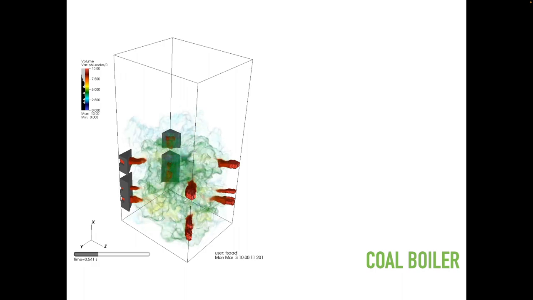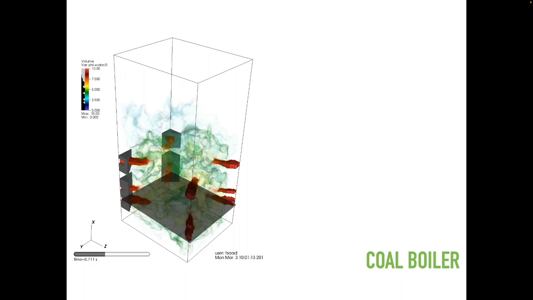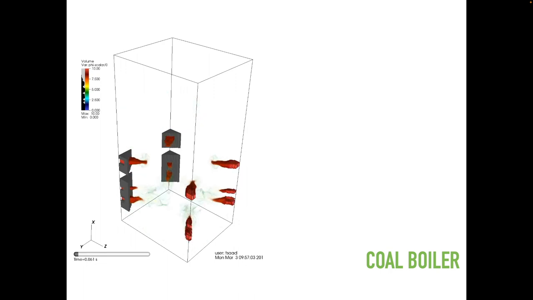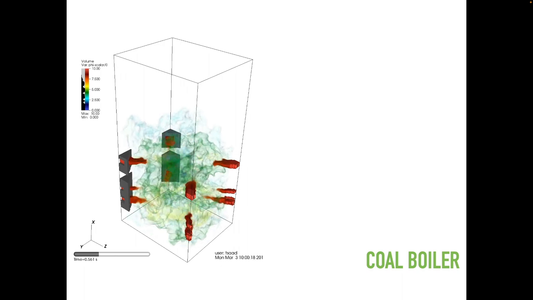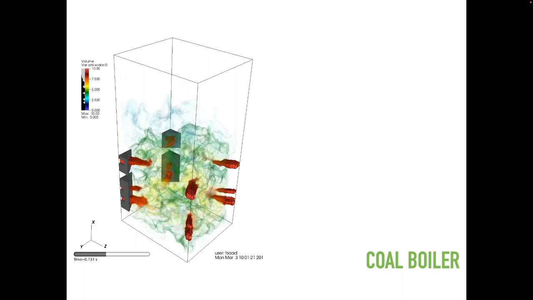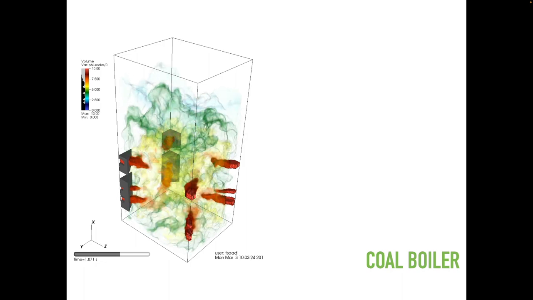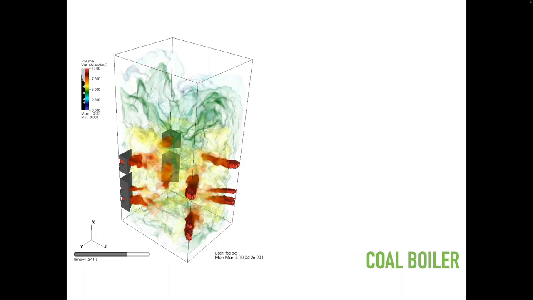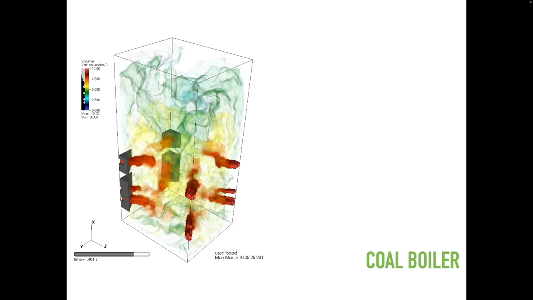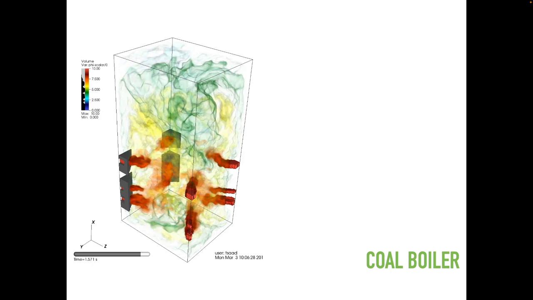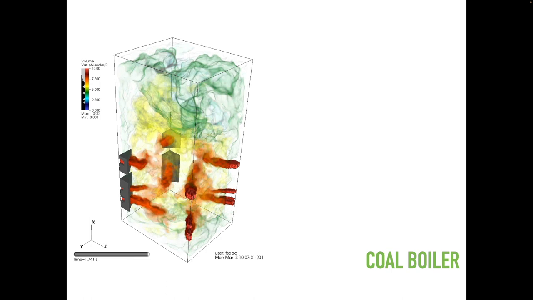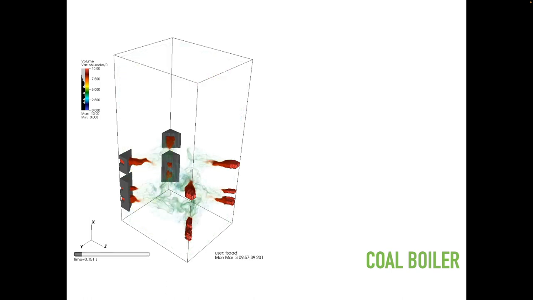I'll show you some eye candy from simulations that I did a few years ago. This is a coal boiler. In a coal boiler, what you're looking at here are coal particles being injected tangentially into this box. Now, this is a small box about this big, okay? And then the flow swirls and the coal burns in the middle, and then you have exhaust gases coming out and exiting up the top. It's not that visible with this rendering, but check this out.